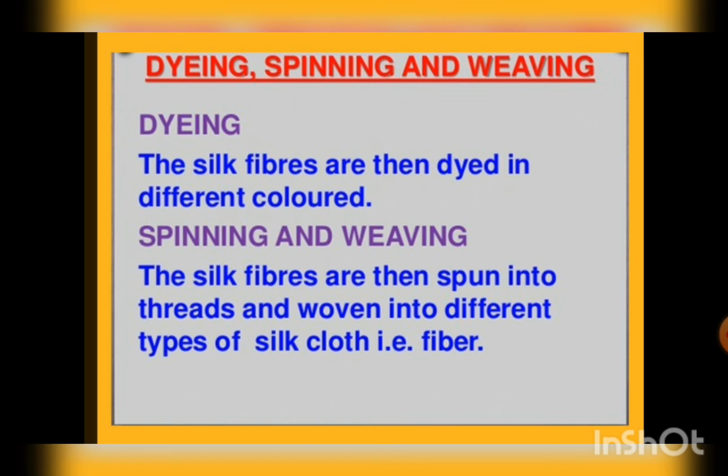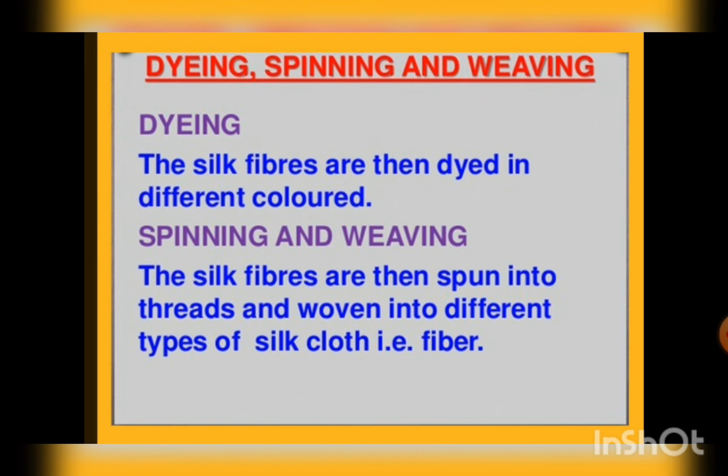Dyeing and spinning and weaving. The silk fibers are then dyed into different colors. Originally silk is obtained as white, then they put different colors in it. That is called dyeing.